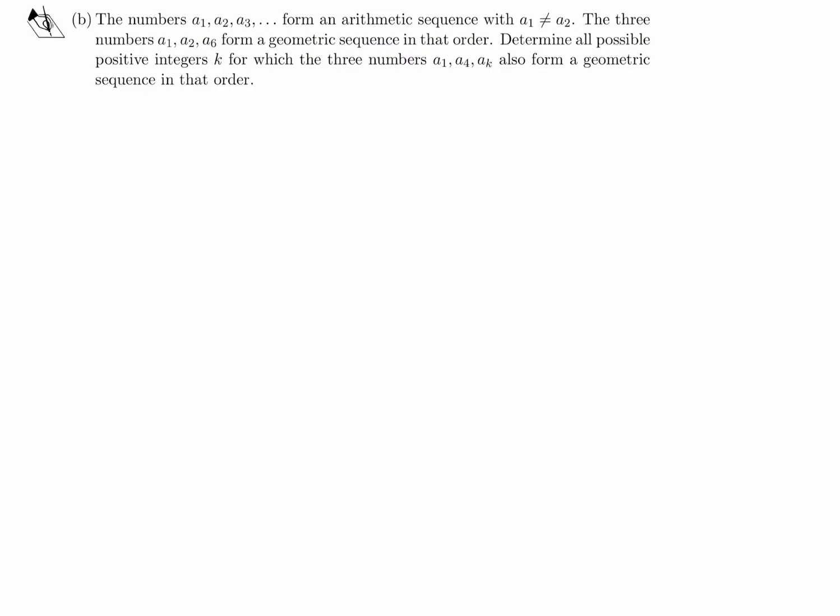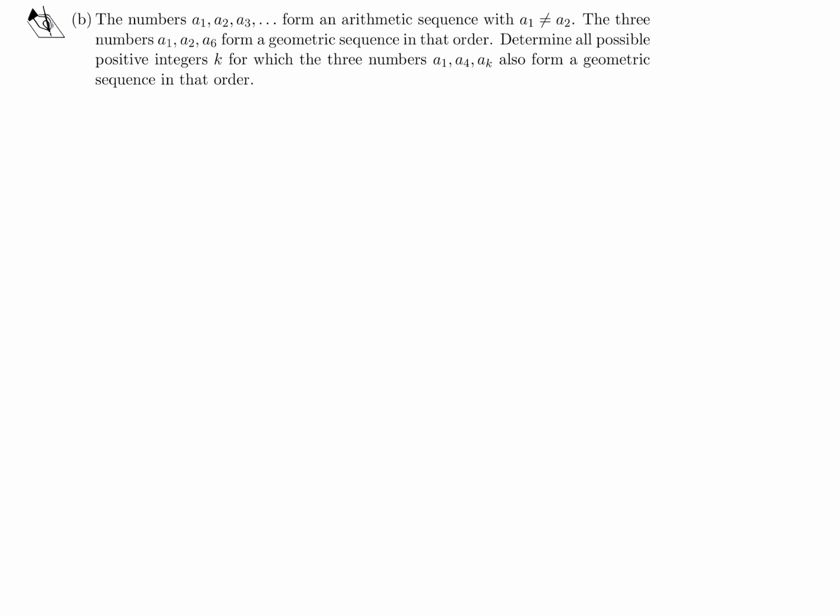The numbers a1, a2, a3, ... form an arithmetic sequence with a1 not equal to a2. The three numbers a1, a2, a6 form a geometric sequence in that order. Determine all possible positive integers k for which the three numbers a1, a4, and ak also form a geometric sequence in that order.